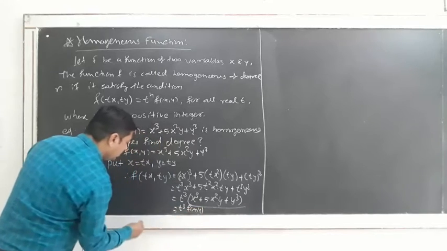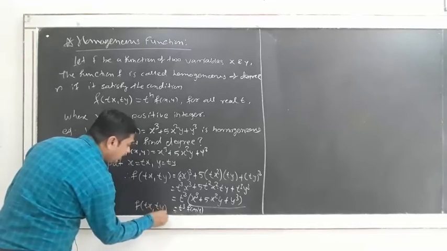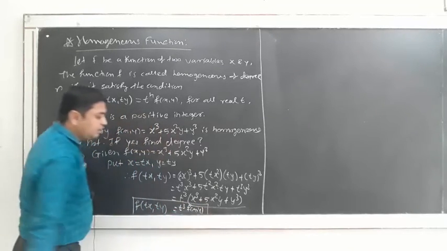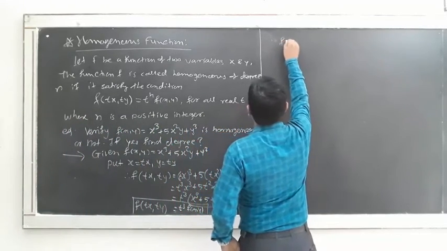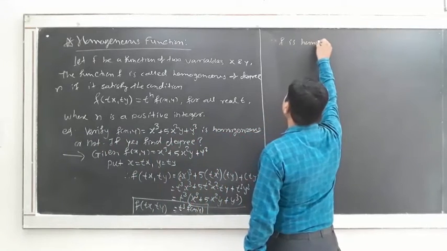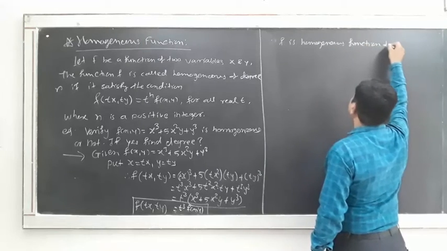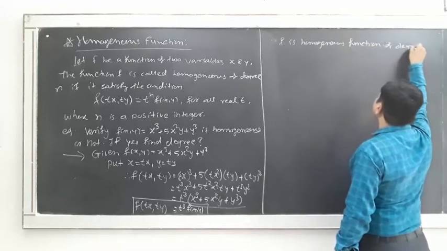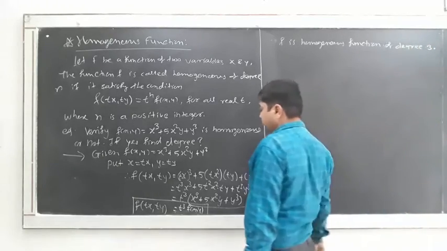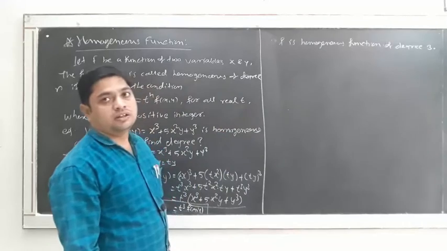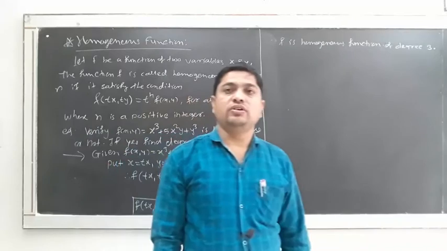Therefore f of tx, ty is equal to t cube f of x, y. Therefore we can say f is a homogeneous function of degree 3. Similarly, you can check whether a given function is a homogeneous function or not.